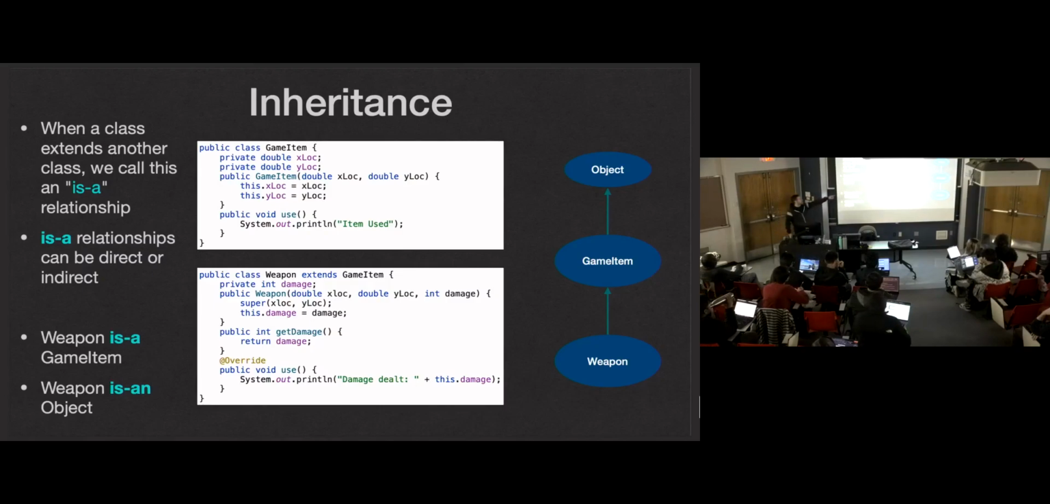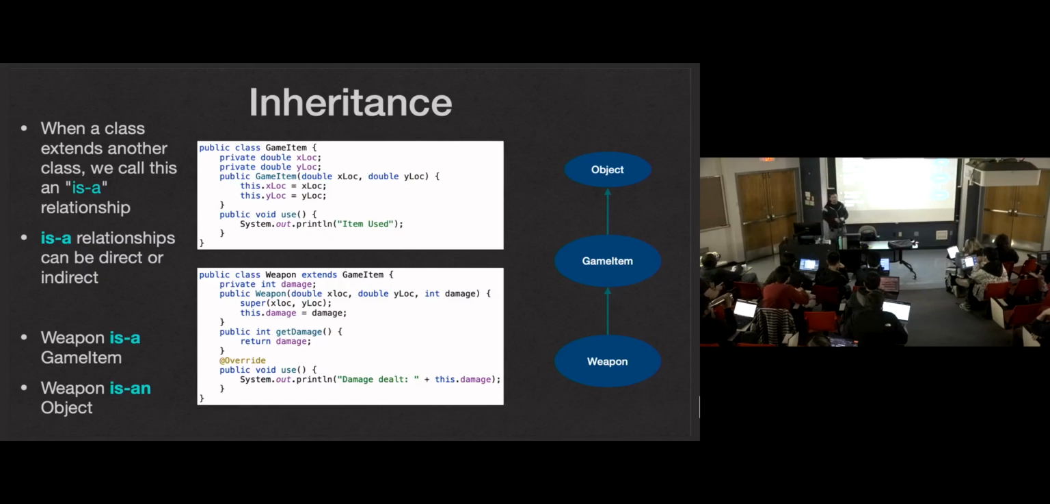So a weapon is directly a game item because weapon extends game item, but it's also an object because it extends something that extends object. So this can be indirect, and there could be 100 links here. Weapon could extend something that extends something that extends something all the way up to object, and that still is objects of that last type is an object of type object.